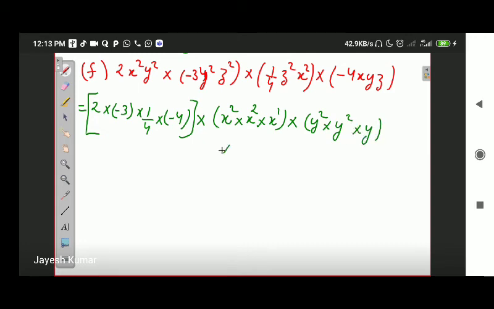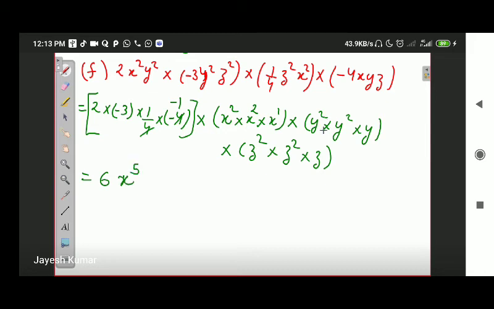And finally we talk about z. There is no z in the first term, then in the second term this is z square, then in the third term this is z square, and in the final term this is z. Okay. Now we talk about the constant: 4 and 4 cancel, so this is minus 1. Minus 1 into minus 3 will be plus 3, plus 3 into 2 will be 6. 6 into x square into x square into x to the power 1. This will be x to the power 5.